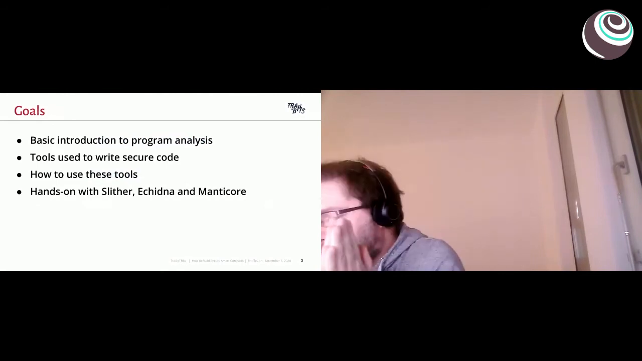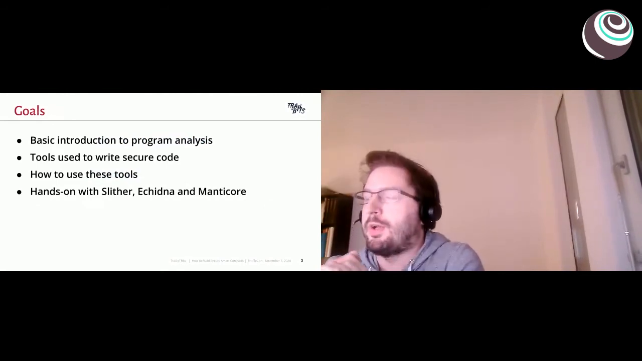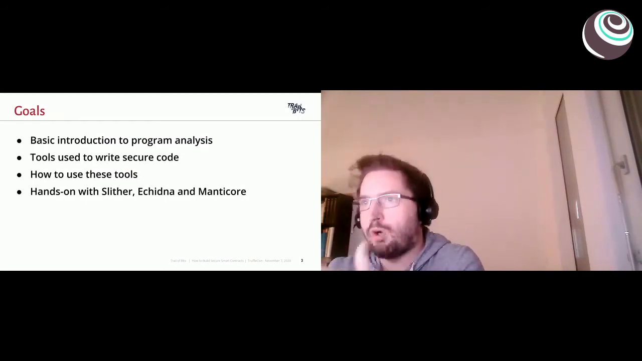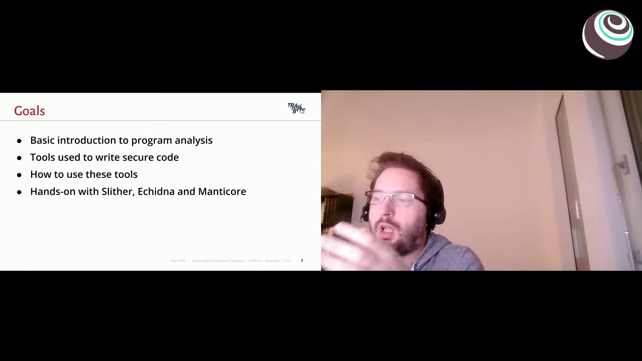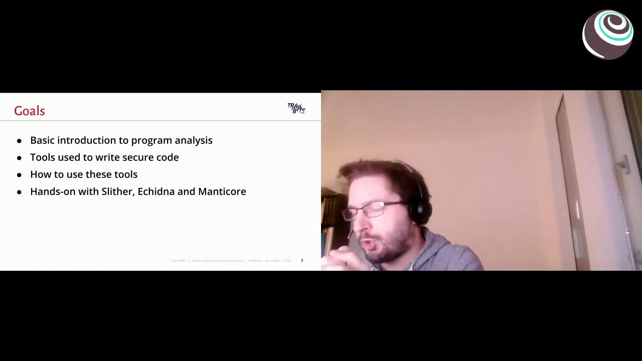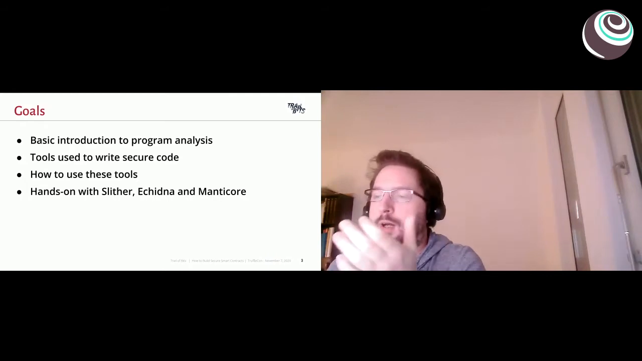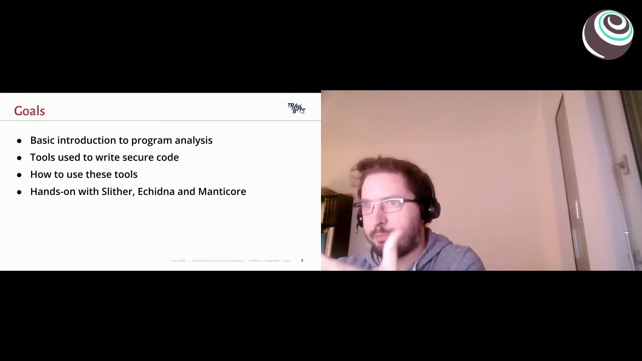So the goal of this workshop is to give you an introduction to program analysis. We're going to see different techniques, how they work, how you can manipulate them, and how you can use them. And we're going to use 3 different tools that are based on program analysis to find bugs in smart contracts. The main goal of this workshop is that at the end of these 3 hours, you should be able to use these tools in your daily job to help you secure your contract.